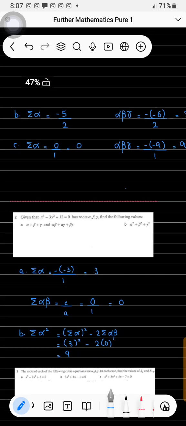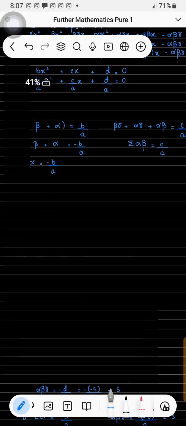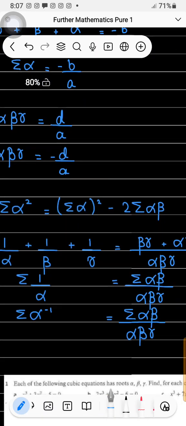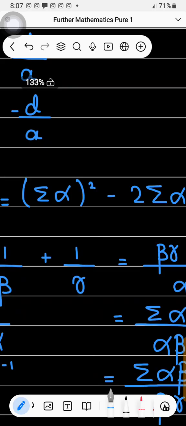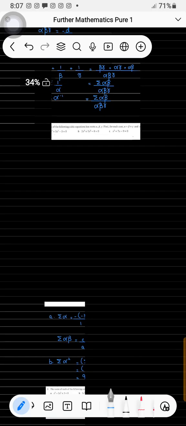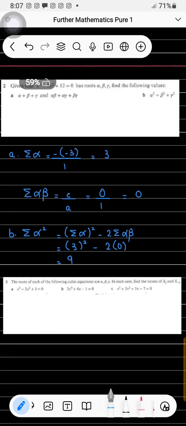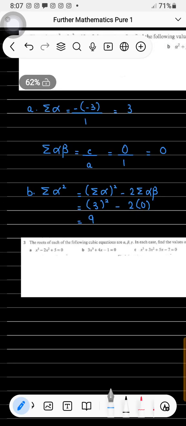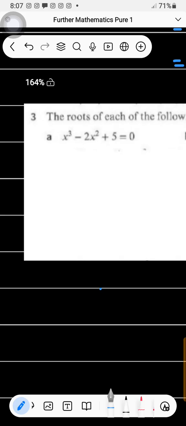Nothing new. We will just use these two formulas. Sum of alpha whole square minus 2 sum of alpha beta, and the second formula is sum of alpha beta upon alpha beta gamma. So I was saying that you know the formula. Before I solve it, you have to stop the video and solve it yourself, so you can see whether you are getting the point or not, and match the answer. If the answer matches, that's well and good. Otherwise, there will be a solution which I am going to solve now.